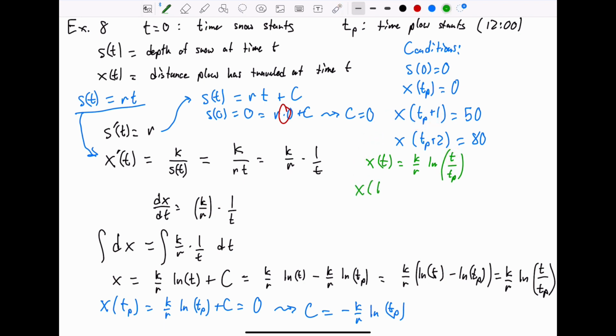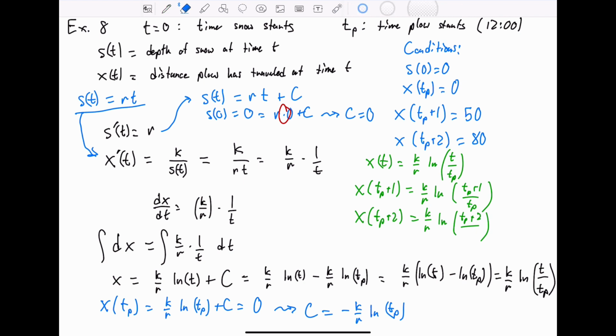So x of t sub p plus 1 is k over r times the natural log of t sub p plus 1 divided by t sub p. And then use the second expression here. X of t sub p plus 2 equals k over r times the natural log of t sub p plus 2 divided by t sub p. Now this first one, x of t sub p plus 1, equals 50. So we can say that this is 50. And the second one, x of t sub p plus 2, equals 80. So here we have 80.